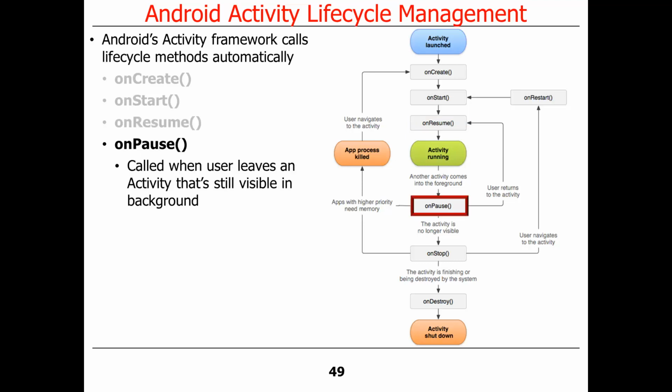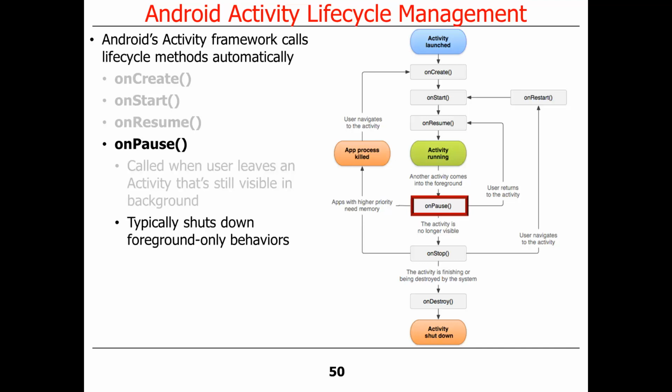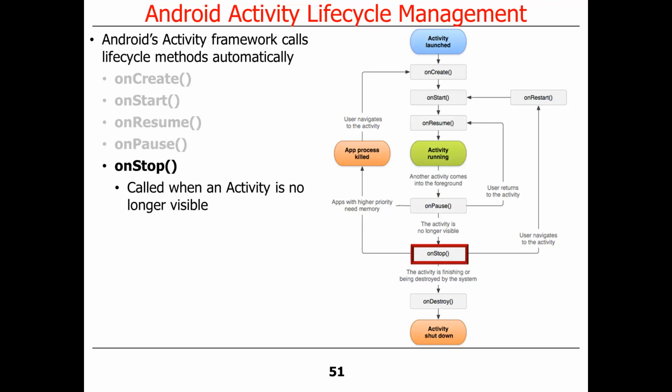There's another corresponding method, which is kind of the sibling to onResume, called onPause. And that is used when the user leaves an activity, but the activity is still visible in the background. So like when a dialog box pops up, there's a window behind that dialog box, and that window is paused as long as there's something in front of it, but it actually hasn't stopped. It could still be generating something and changing the background if you programmed it to do that. The onPause method typically shuts down foreground-only behaviors.